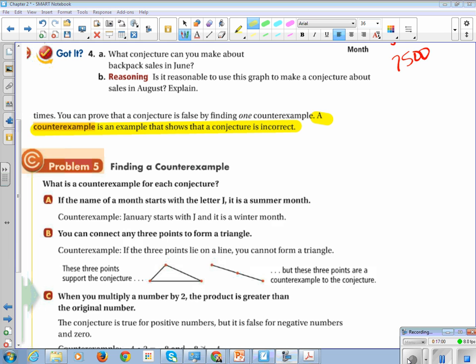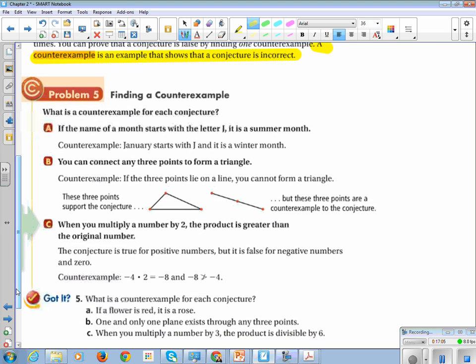So problem number 5, and if you're taking Cornell notes on this, here's how I would take Cornell notes. I would read through the example problem and write in my notes the got it, and the got it is your example. I think that's the most effective use of the way the book is structured. Okay, what is a counterexample for each conjecture?